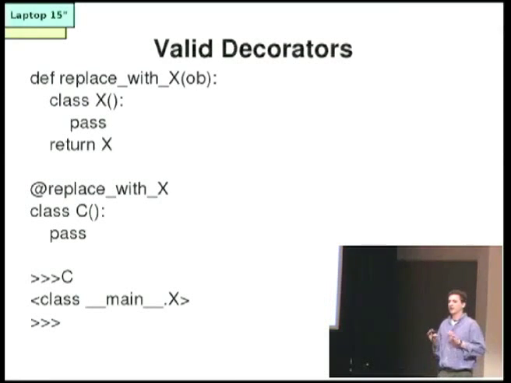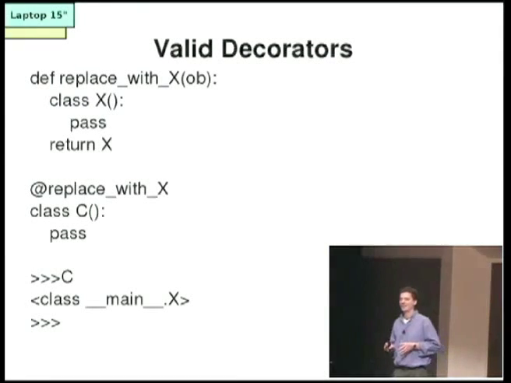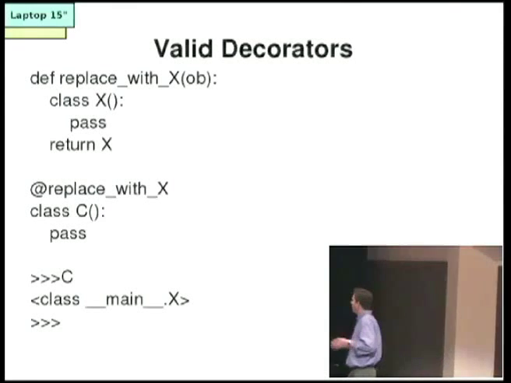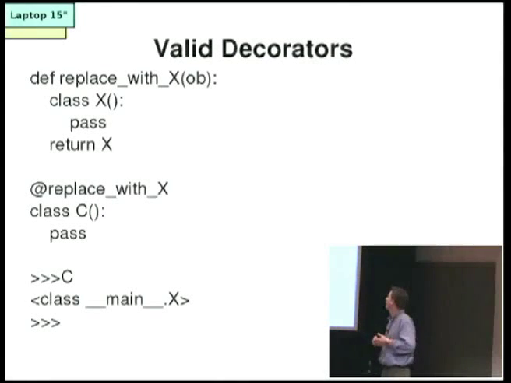Slightly stranger, but to reinforce the fact that you can do anything in the body of a decorator, we have replace with X. This takes a class, defines a new class, X, in the middle of the decorator and returns that instead. Don't do this, people won't like you. But it is completely valid, and it begins to give you an idea of the fact that you really can do anything in a decorator. So in the middle, we have the definition of the empty class. We call the decorator replace with X, and as you can see, what happens is C is replaced with the class X that was returned from the decorator.